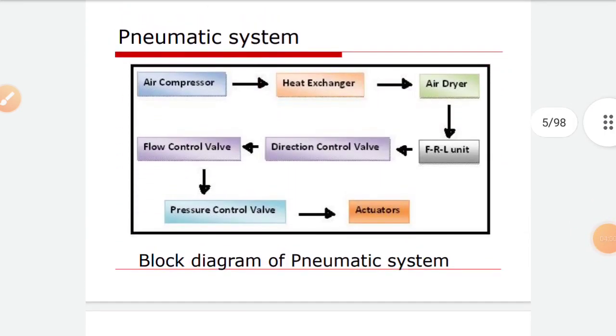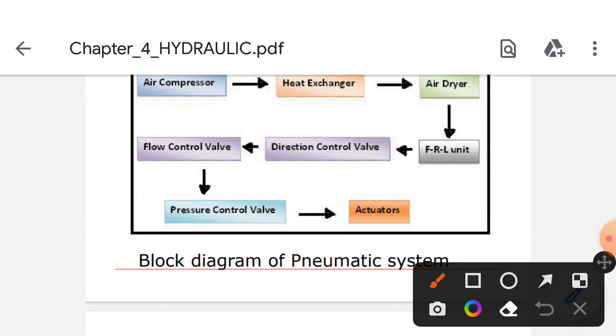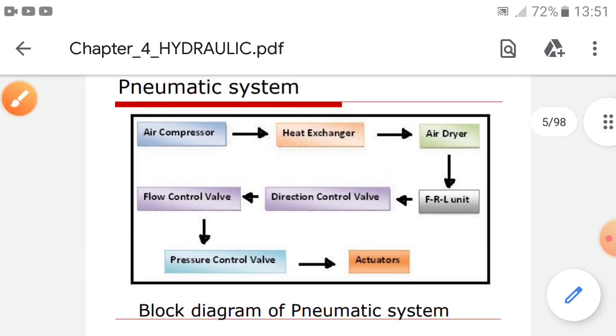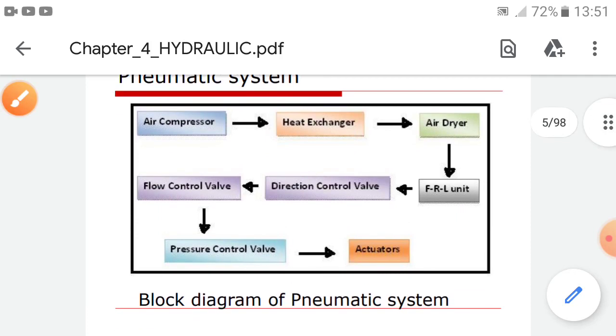So all of you see the block diagram of pneumatic system. Pneumatic system consists of air compressor, heat exchanger, dryer, FRL unit, directional control valve, flow control valve, pressure control valve and actuators. So this type of system is a pneumatic system. So this is a block diagram of pneumatic system. One by one we discuss basic components of pneumatic system.